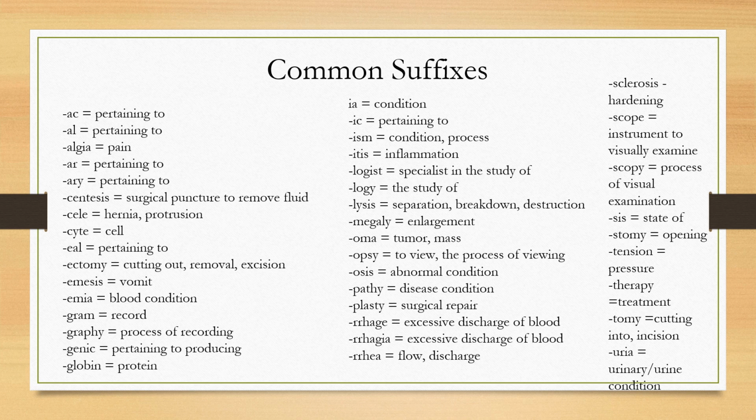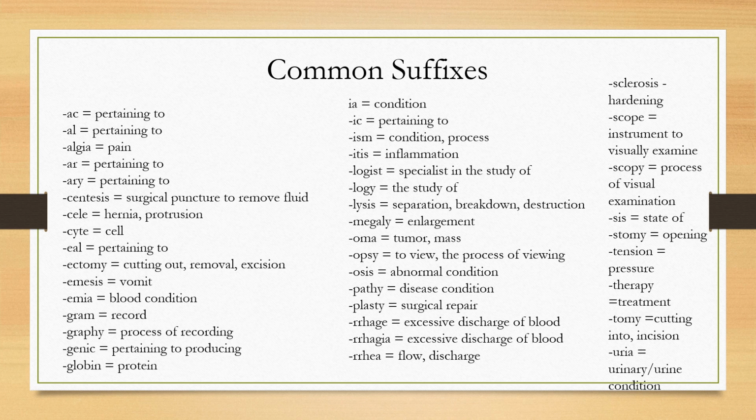Ac, al, all these different ones. Let's talk more about the ones that aren't meaning pertaining to. So anytime you see algia at the end of a word, it's talking about pain. So, for example, you can have what's called neuralgia. That's nerve pain. I'm sure everybody's probably heard of fibromyalgia. So, it's talking about the fibroids of the myelin sheaths. So, you're having nerve pain still.